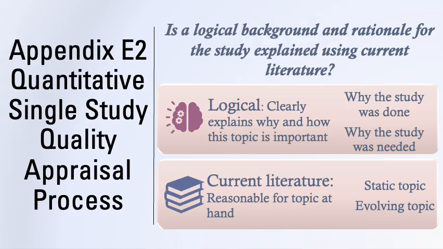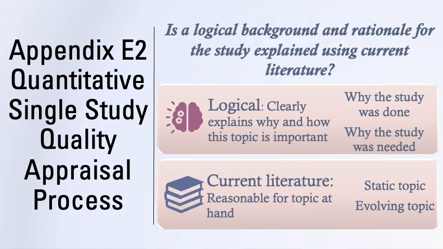Second, do the authors use current literature to support their rationale for the need for the study? When we are assessing for current literature, we must always go back to the question of if the topic is static or evolving. Remember, if a topic is static, the use of seminal works or older literature is reasonable.